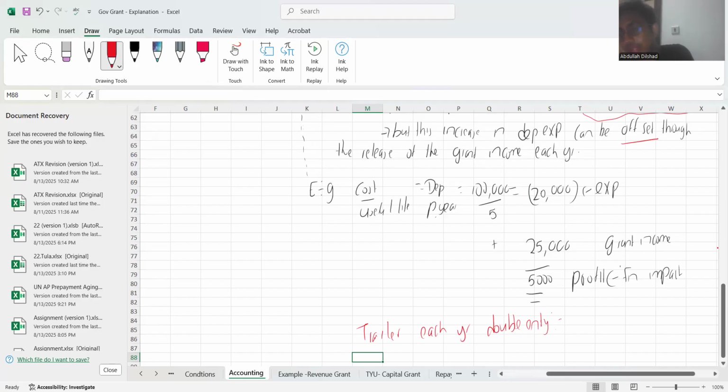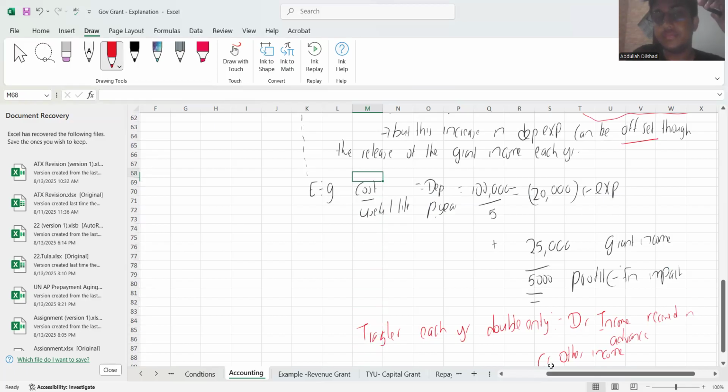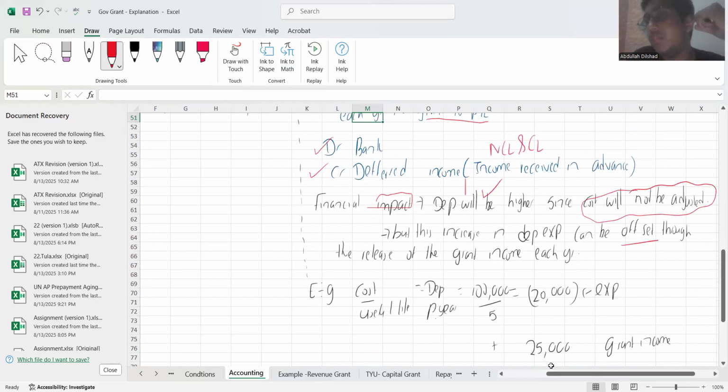Now what we'll be doing is, each year when we transfer, we'll be doing debit income received in advance, and we will be crediting our other income, right? This is if you're transferring each year, right? So now where we told in this method our depreciation will be the normal depreciation. It will be higher. Why? Because we have not altered the cost, right?